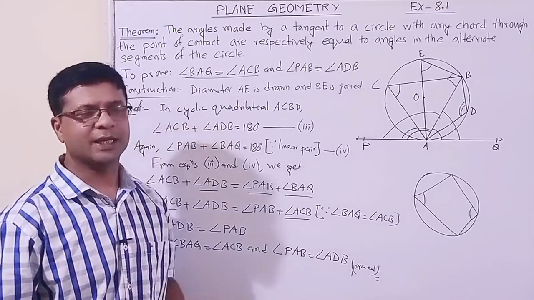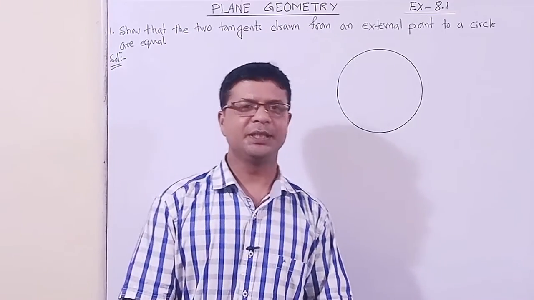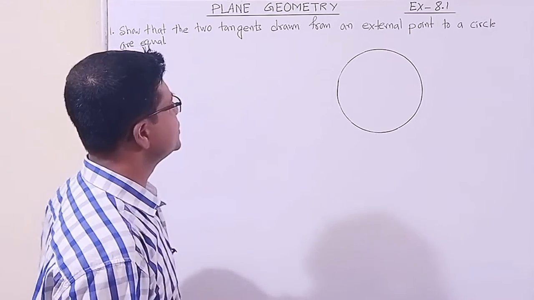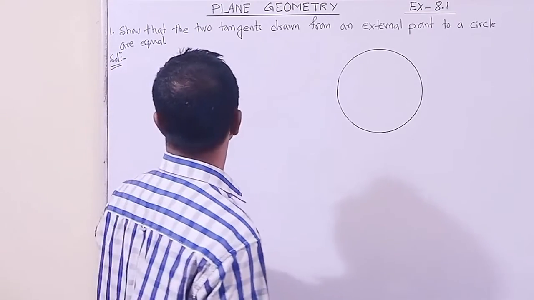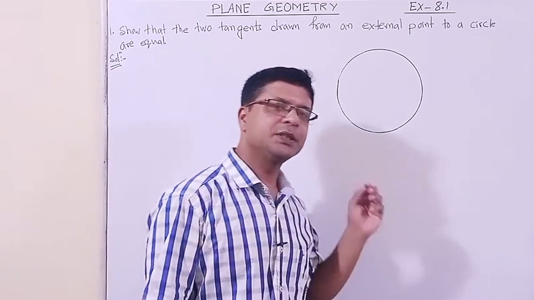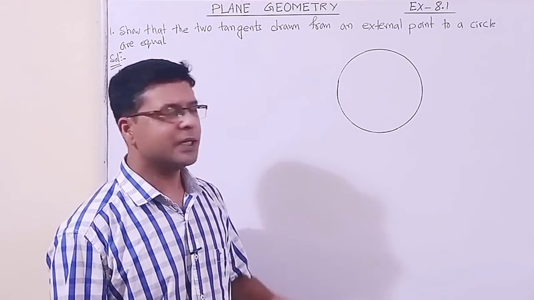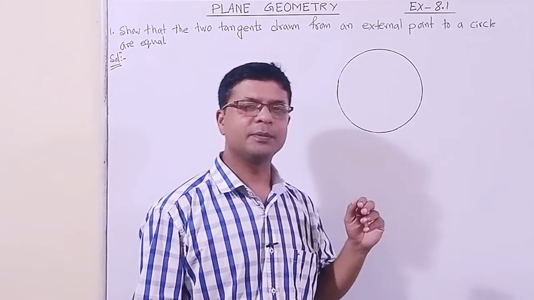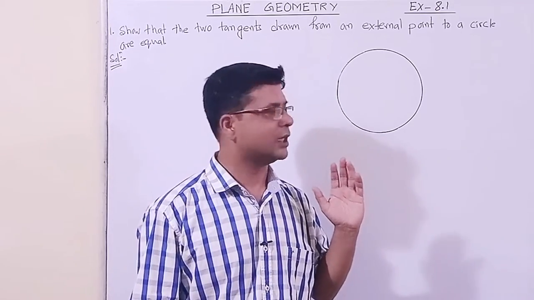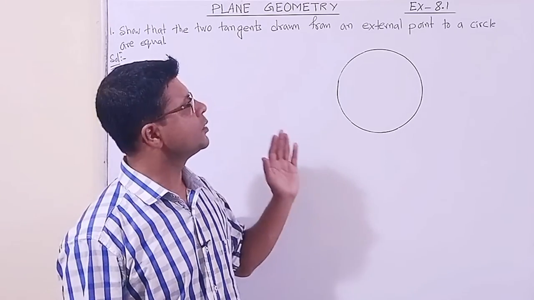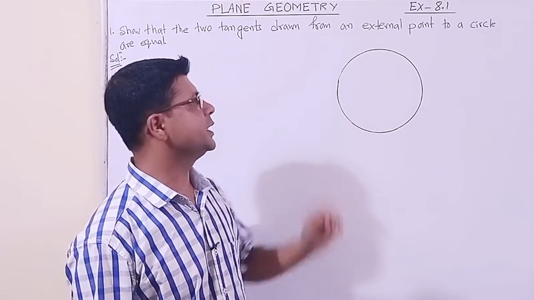Alright, now let us move to the exercise. Now dear students, let us start our journey. We have taken the first question. Let us read the question. Show that the two tangents drawn from an external point to a circle are equal. The same question is there even in general mathematics, in the circle chapter. But here we want to prove it with the help of the theorem we have done just now. With that theorem we will complete all the questions of exercise 8.1.